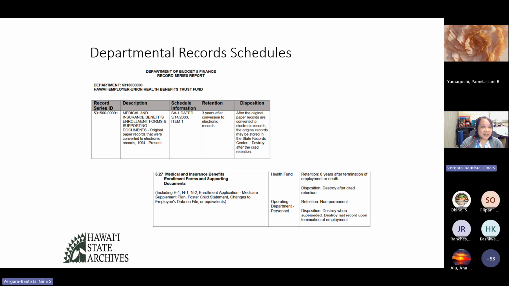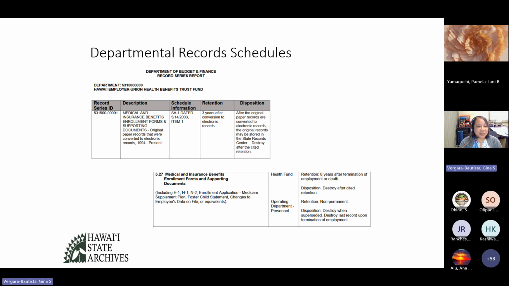It tells you when this retention schedule was created. It was created in 2003, and it's item 1 of that retention schedule. The next part is retention itself. It says 3 years after conversion to electronic records. And the disposition is after the original paper records are converted to electronic records, the original records may be stored at the State Record Center and then destroyed after cited retention.